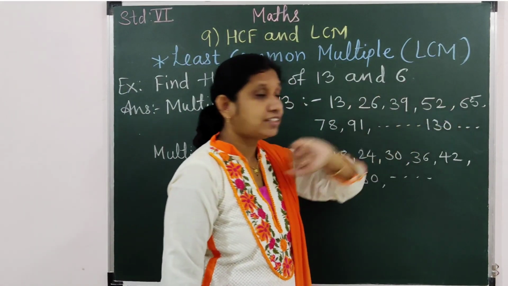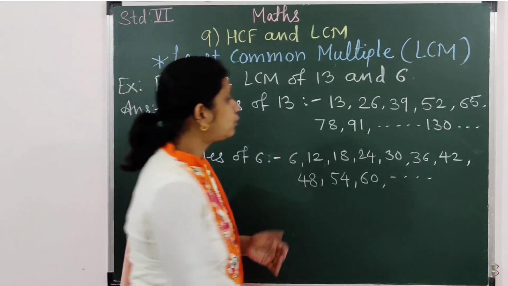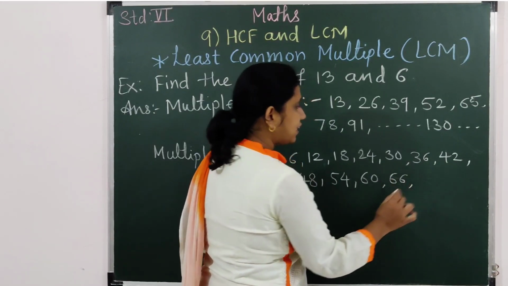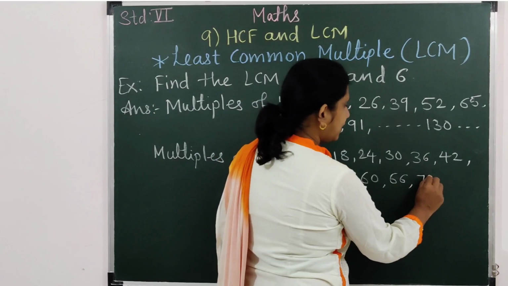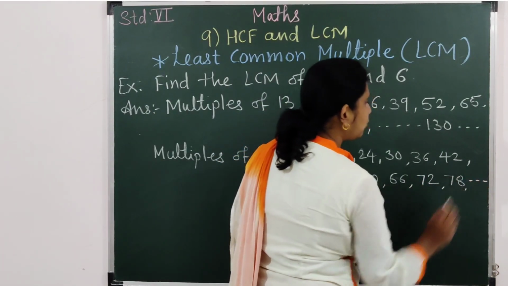60 and here 65. No number is common. It means we have to find the next multiples, right? So 60 plus 6, 66. 66 plus 6, yes, 72. 72 plus 6, 78, and so on.